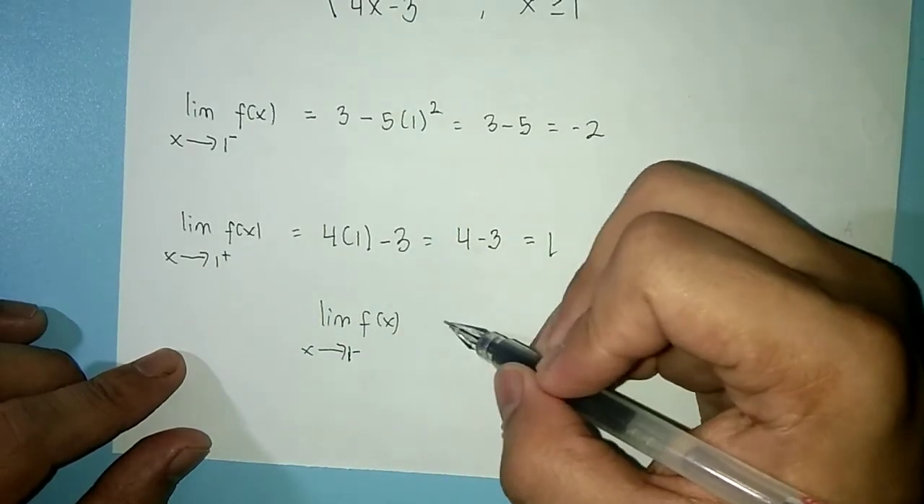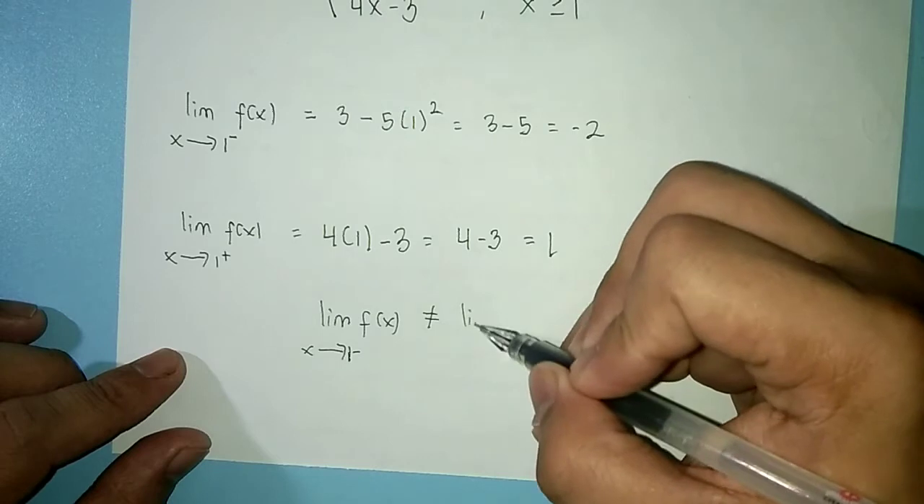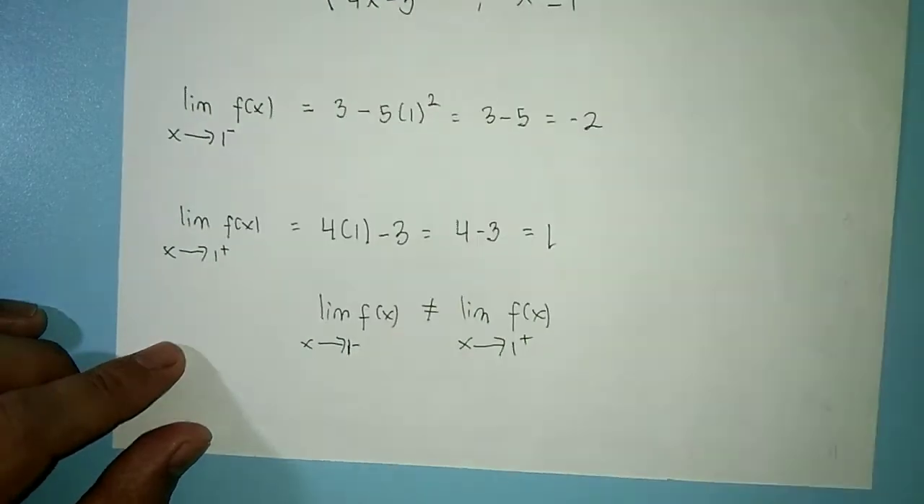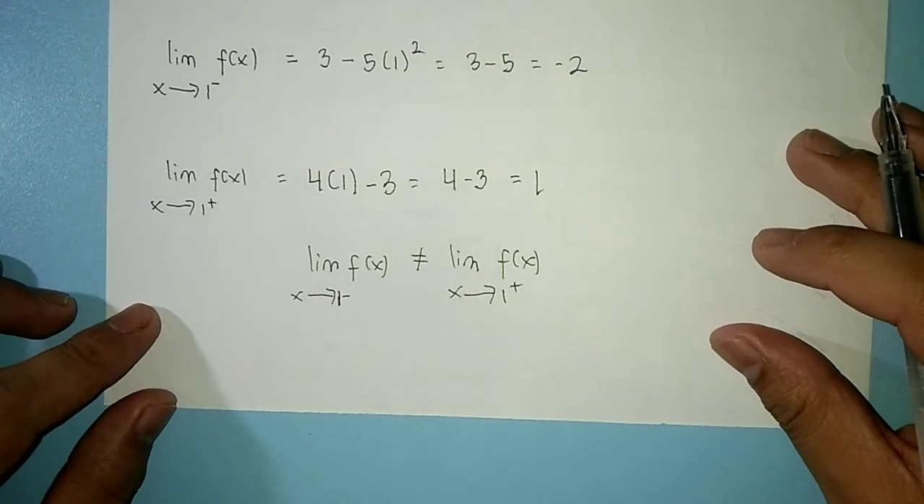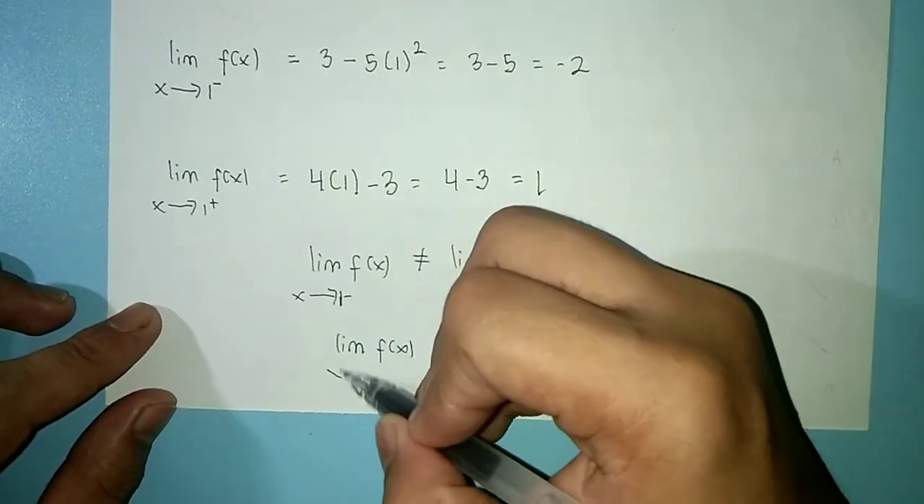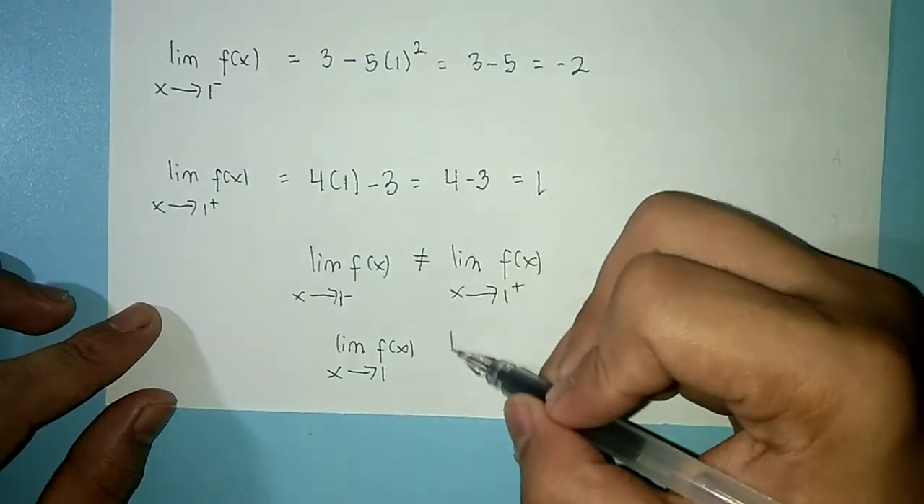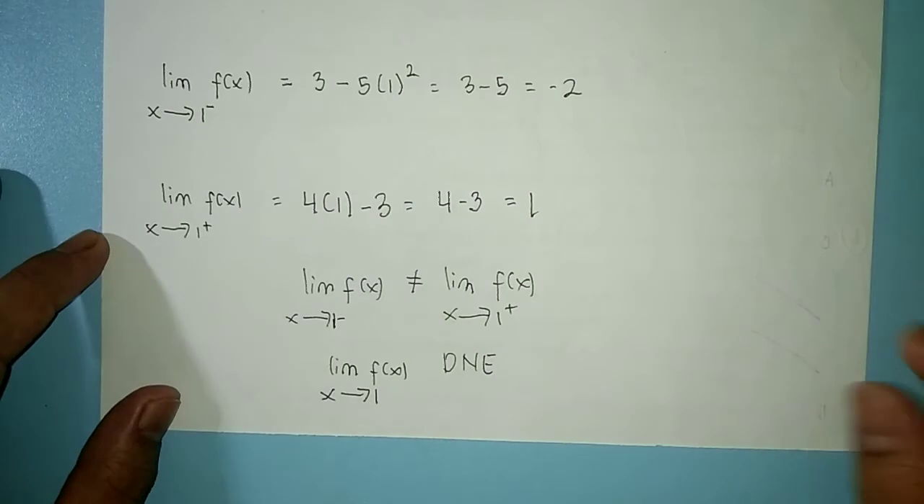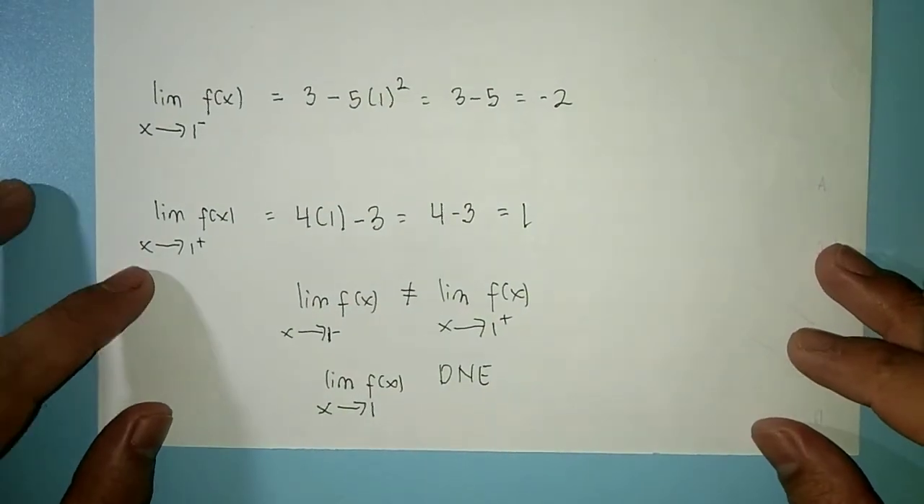and right-hand limit ay not equal. Okay? So since they are not equal, then yung limit ng f of x as x approaches 1 does not exist. Okay? Kasi dapat equal sila para mag-exist yung limit.